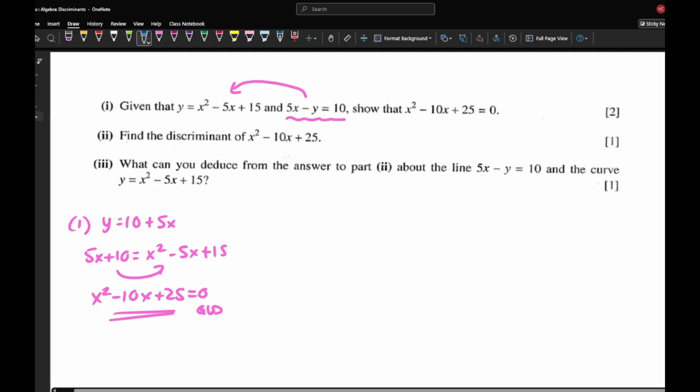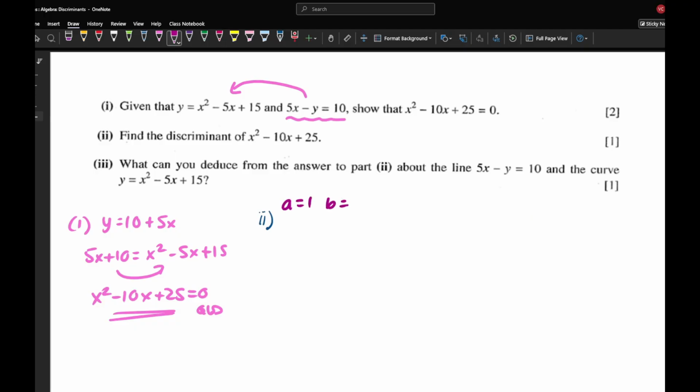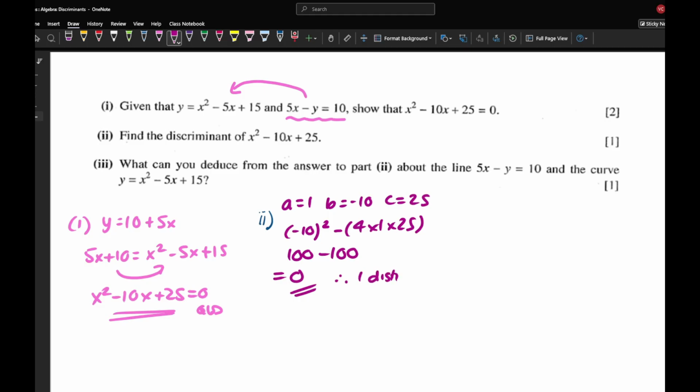Then for part 2, it says find the discriminant. So for this, we get that a equals 1, b equals minus 10, and c equals 25. So I end up with minus 10 squared minus 4 times 1 times 25, which gives me 100 minus 100, which equals 0. So what does that mean? Well, it means then that we have one distinct root, or one repeated root.